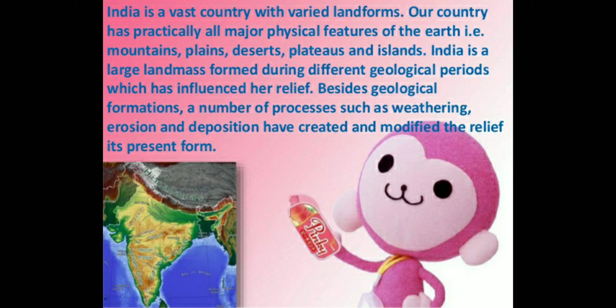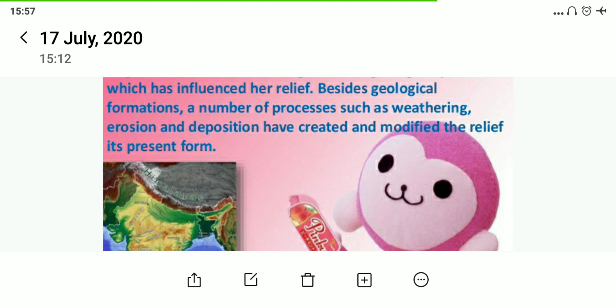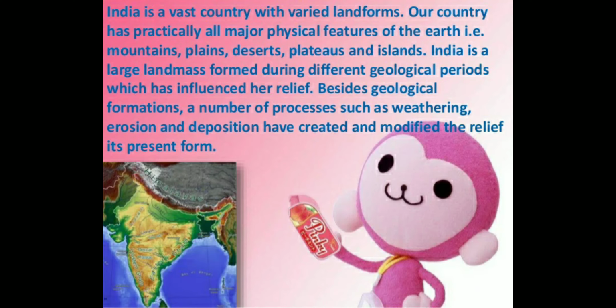India is a vast country with varied landforms. Our country has practically all major physical features of the earth. That is, mountains are there in the country, plains are there, deserts are there, plateaus and islands are also there. India is a large landmass formed during different geological periods, which has influenced her relief, means ups and downs, and every other feature, rain and all. Besides geological transformations, a number of processes such as weathering, erosion and deposition have created and modified the relief in its present form. Clear?